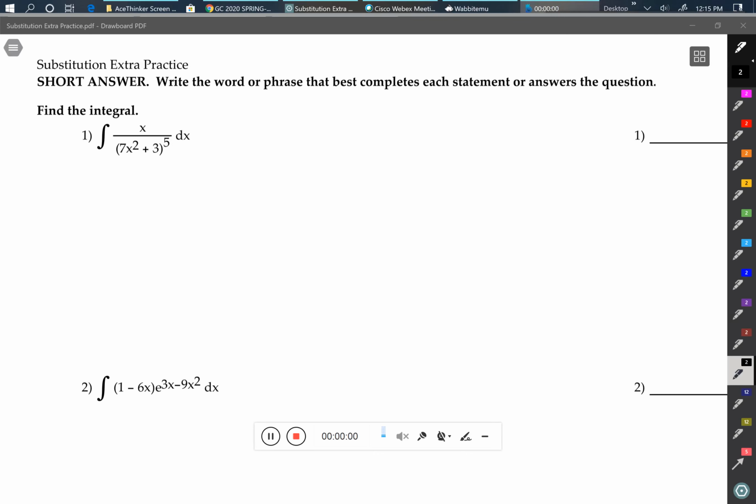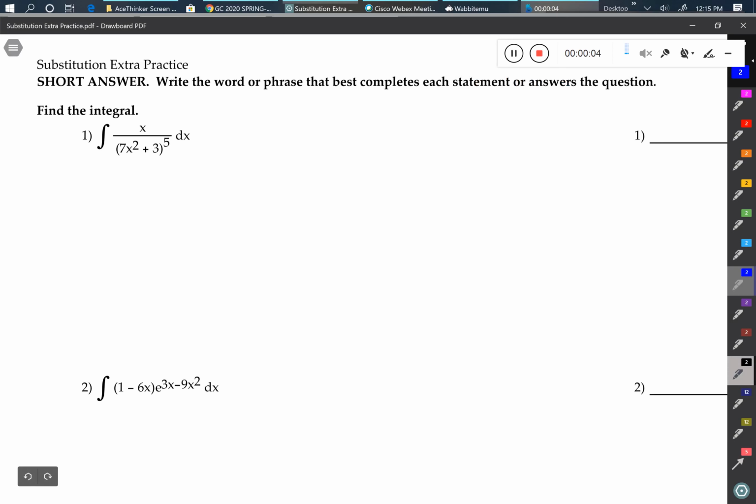Right, so here we are. We're doing some extra practice on substitution. So here's my first problem. I'm going to do some substitution on this one. This is a classic example of a structure of the problem that we should recognize.